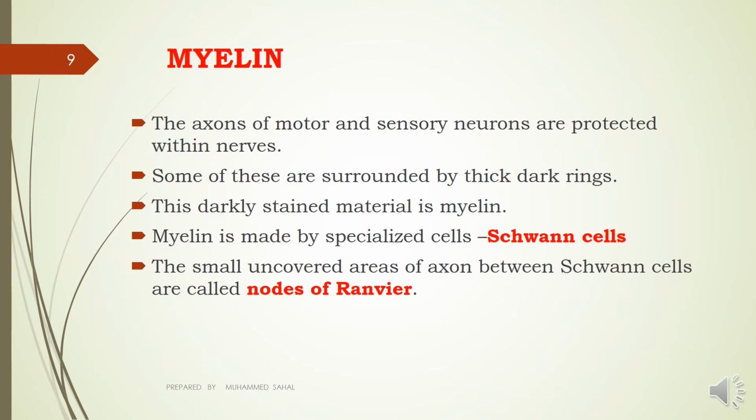Myelin. The axons of motor and sensory neurons are protected within nerves. Some of these are surrounded by thick dark rings. This darkly stained material is myelin. Myelin is made by specialized cells, Schwann cells. The small uncovered areas of axon between Schwann cells are called nodes of Ranvier.